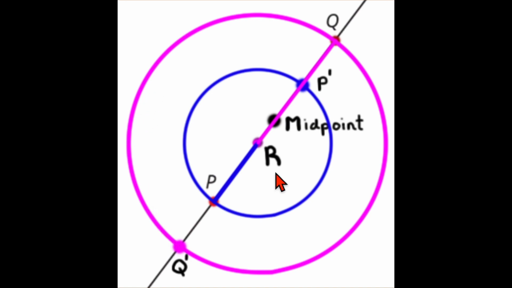So when the center of rotation point R is not at the midpoint, then P does not land at Q. It lands at P prime, and Q does not land at P. It lands at Q prime. So this point does not work. It does not send P to Q and Q to P.